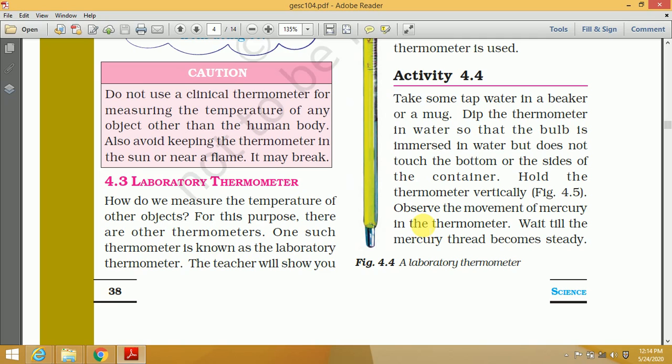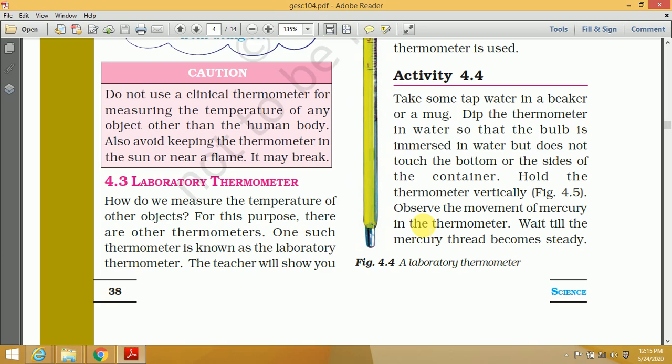Why? Because the human body temperature does not go below 35 degrees Celsius and does not go above 42 degrees Celsius. And we have seen that there is mercury inside the thermometer, which expands whenever the thermometer is in contact with any hot object, and with the level of the mercury we can measure the temperature of that object. And we have seen how to use the clinical thermometer.